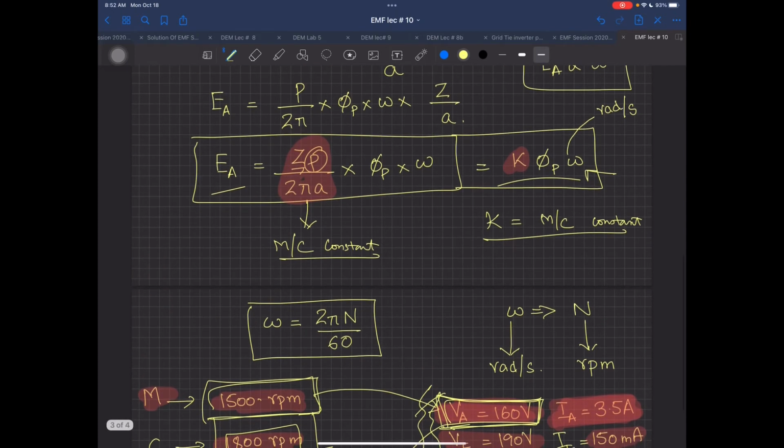So you can convert omega into N or N into omega, and you have E_A equal to K phi omega, and this E_A is the same thing as your induced EMF, or it is also the back EMF. And I hope I don't need to tell you the difference between induced EMF and back EMF. You have done this in the lab. Okay? So there is a very thorough understanding.